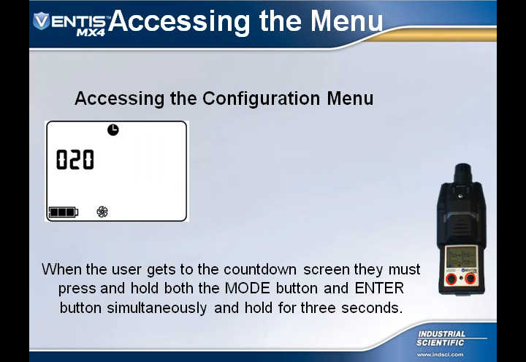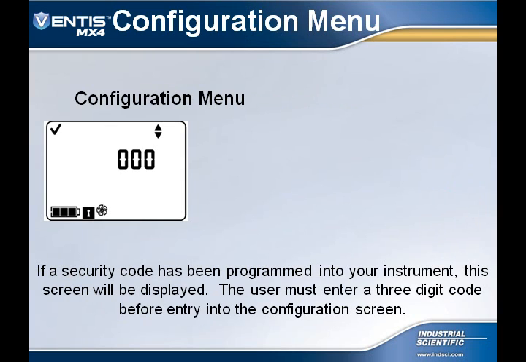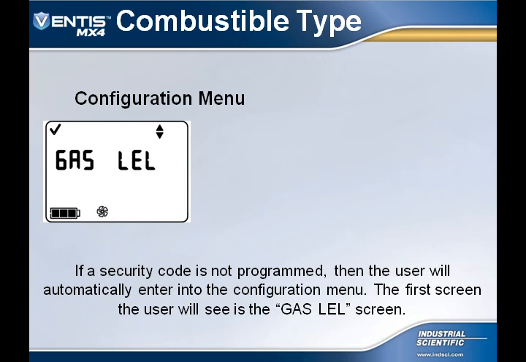To enter the configuration menu, during the countdown, the user must press and hold the on-off mode button and the enter button simultaneously for 3 seconds. If the instrument has a security code entered in its memory, the user must enter a 3-digit code before they can access the configuration screen. If a security code is not programmed, then the access into configuration mode will be automatic.